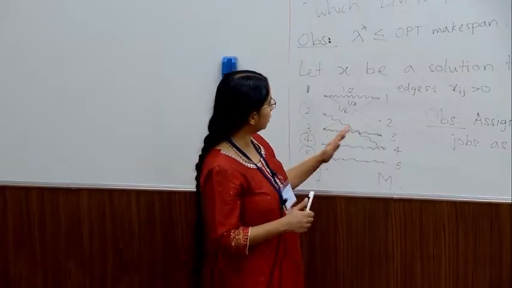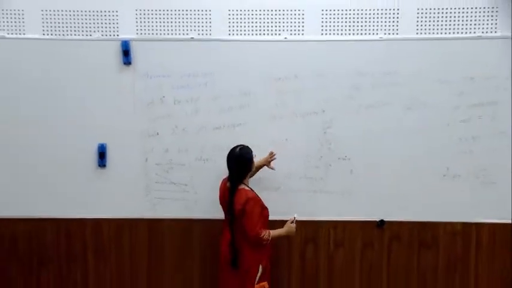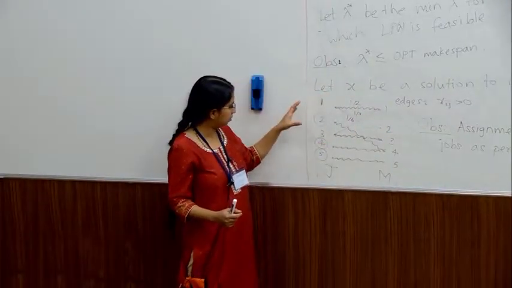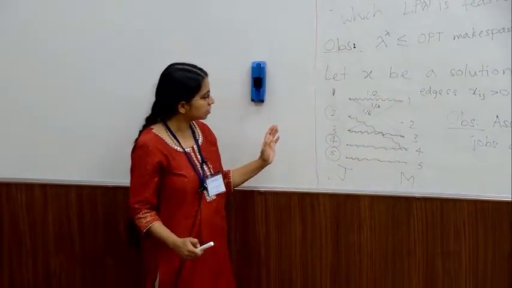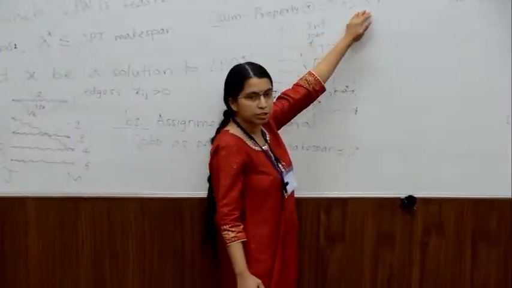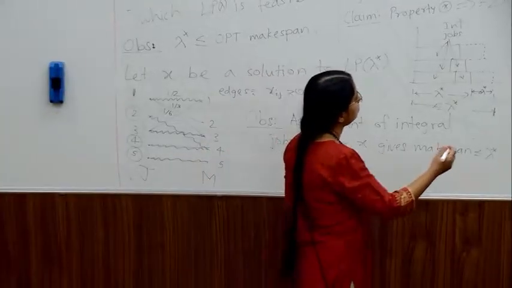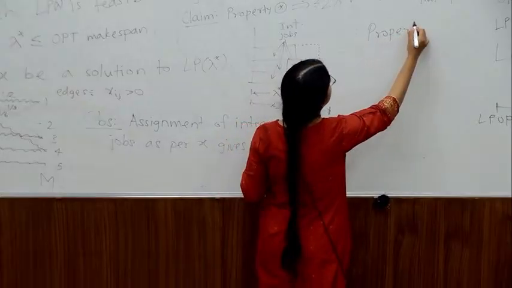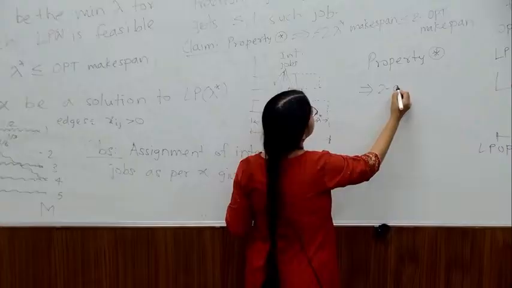So what we have currently is, if we can ensure this property, or if we can ensure that there is a matching between fractional jobs and machines, where each job gets assigned and each machine gets at most 1 job, then we can get a 2 approximation. So property star implies a 2 approximation.